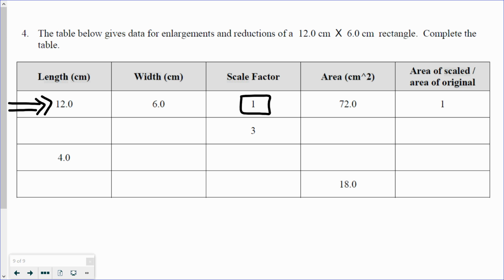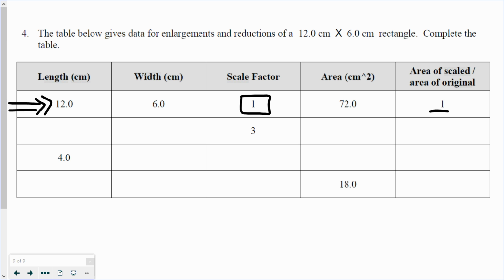So in order to figure out the area of something like that in centimeters squared, you would take your length and multiply it by your width. So that's how we get to centimeters squared. And if we compared the area of my scaled to the area of the original, that would be equal to 1, because again, k versus k squared, so 1 versus 1 squared is still equal to 1.